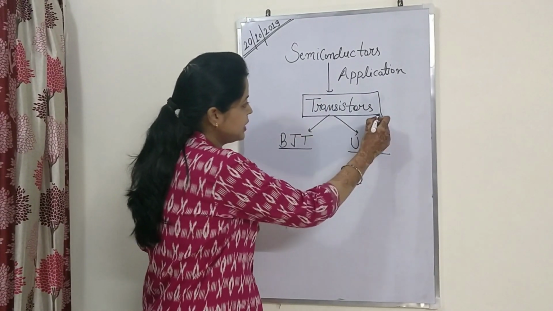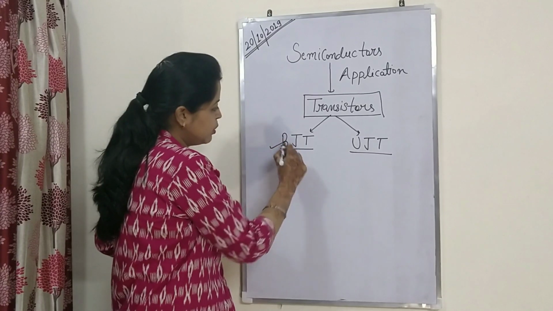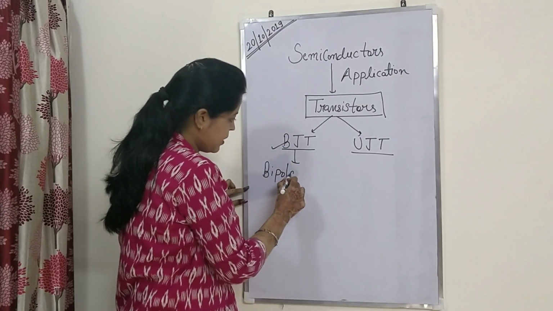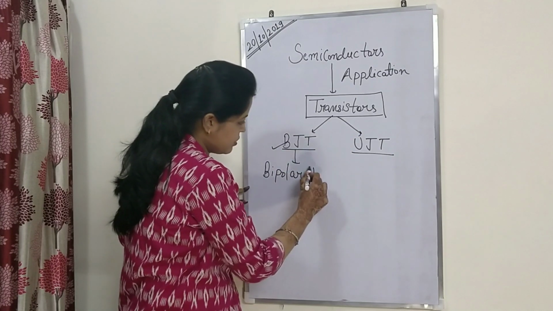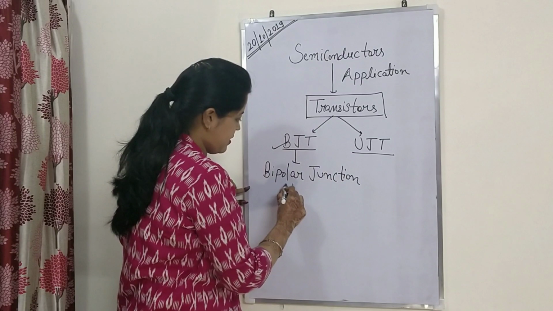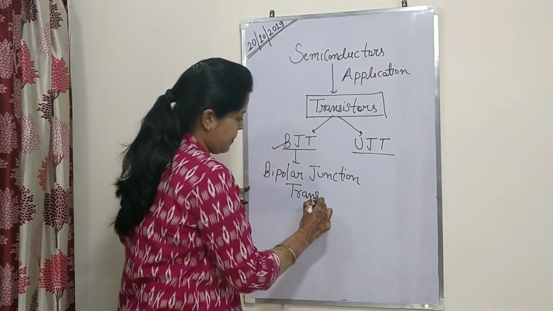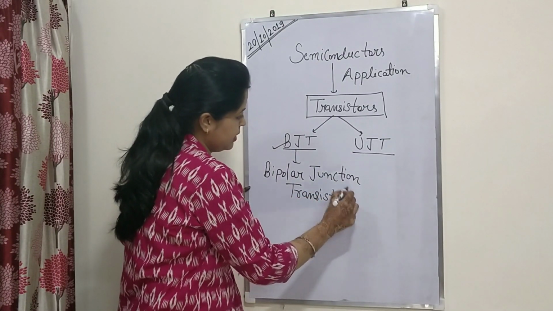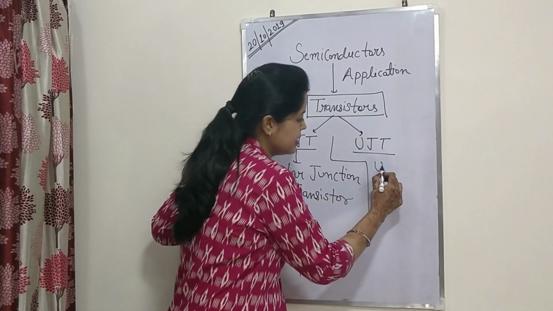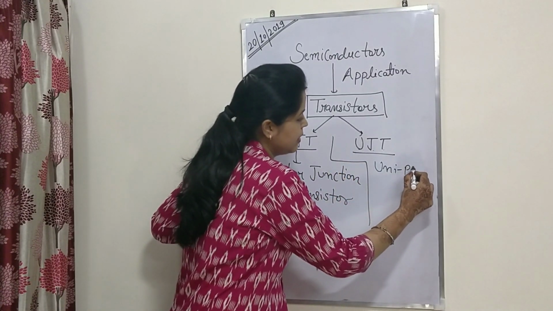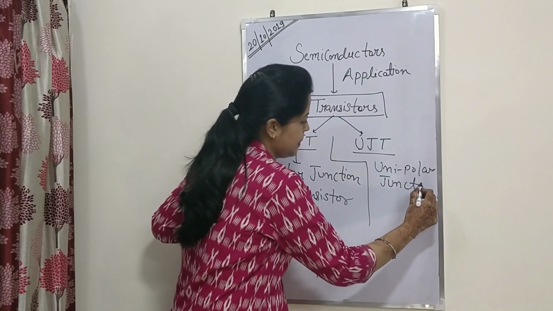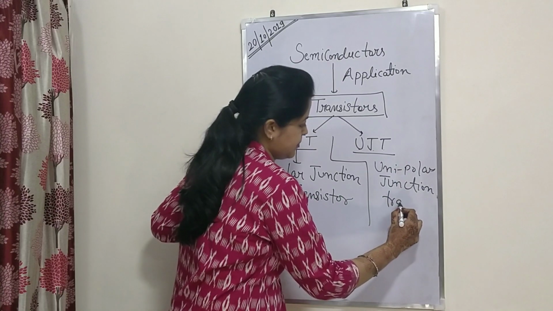Basically, transistor is of two types. One is bipolar junction transistor. B stands for bipolar, J for junction, and T is transistor. And the other type of transistor is UJT, that is unipolar junction transistor.